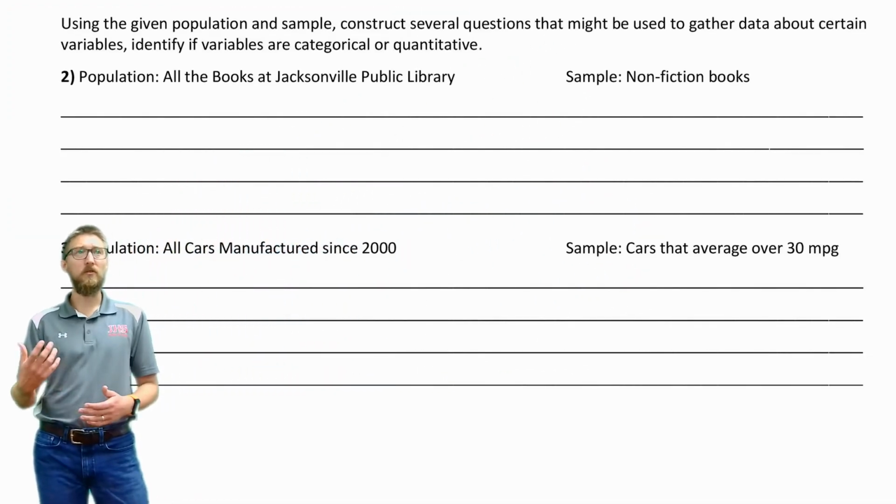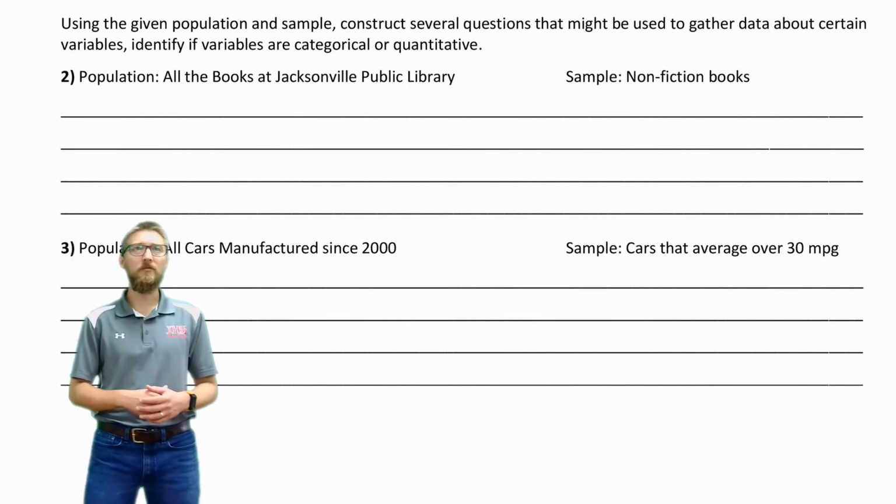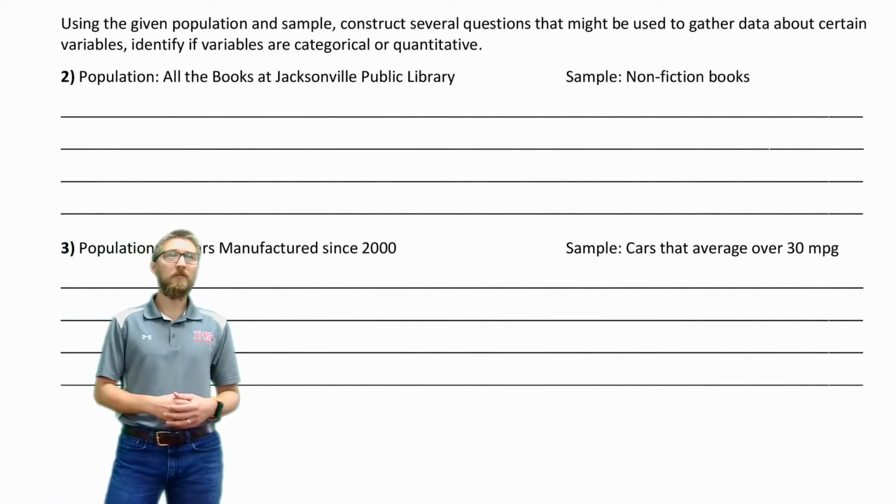So at the top of the third page here, it says, using the given population and sample, construct several questions that might be used to gather data about a certain variable. Identify if variables are categorical or quantitative. Probably could phrase that a little bit better.